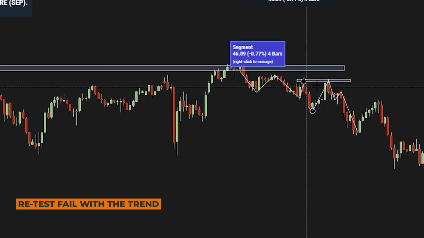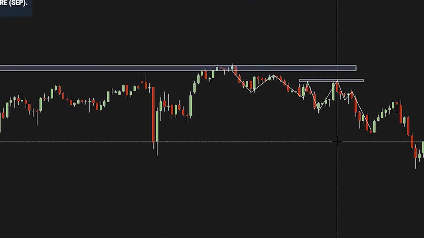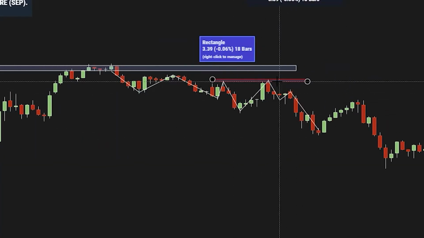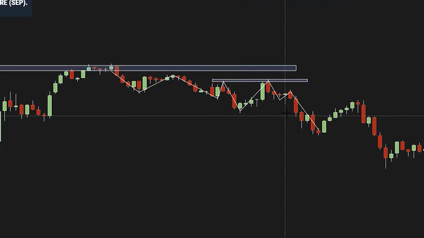But it's a retest fail with the trend. So if you get price action like this, and especially when you get a minor, if you can see this minor shoulder in here, off the retest fail, we've spoken about quite a few times now, a very powerful tool to keep you on track, keep you with the trend.